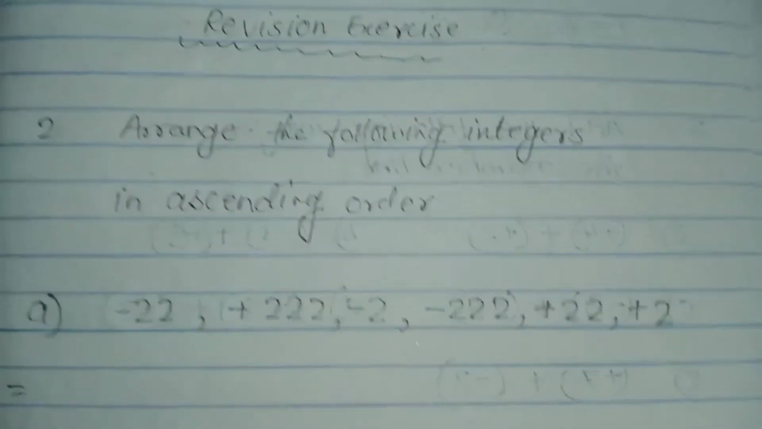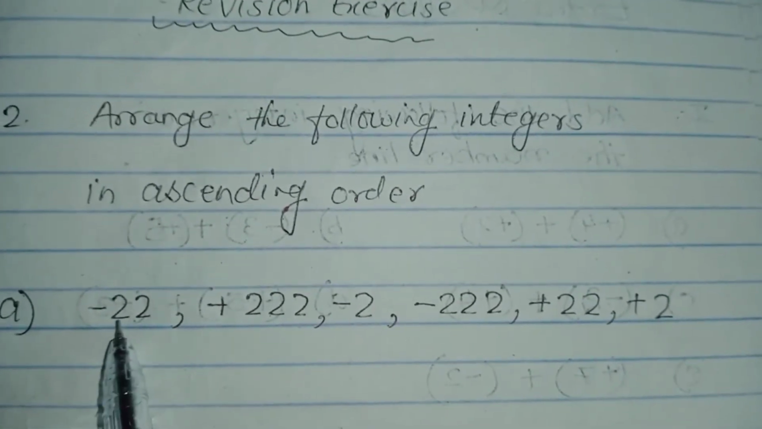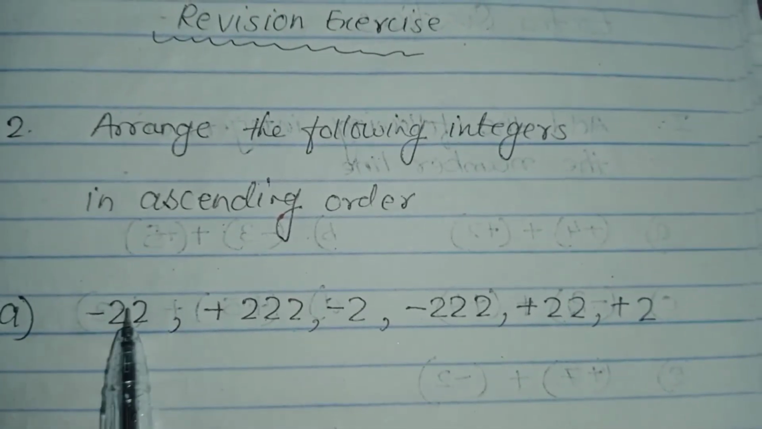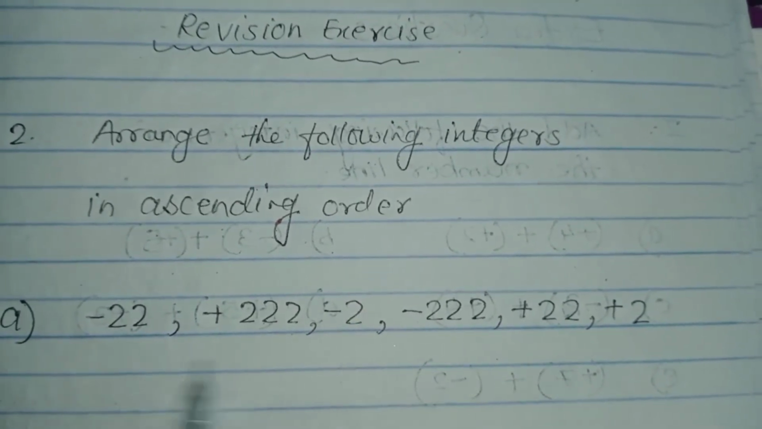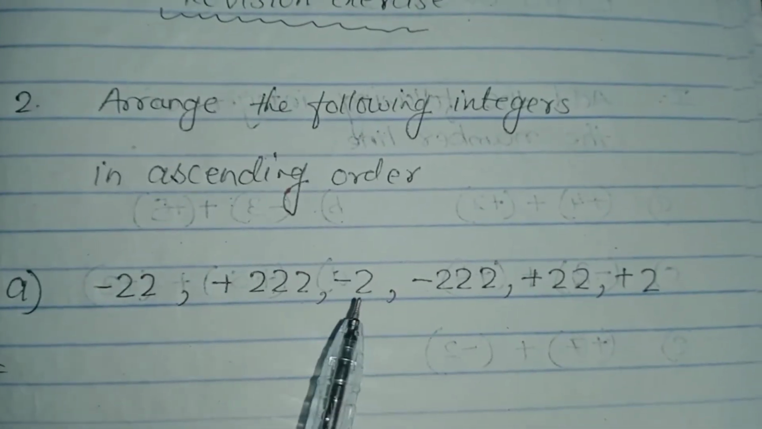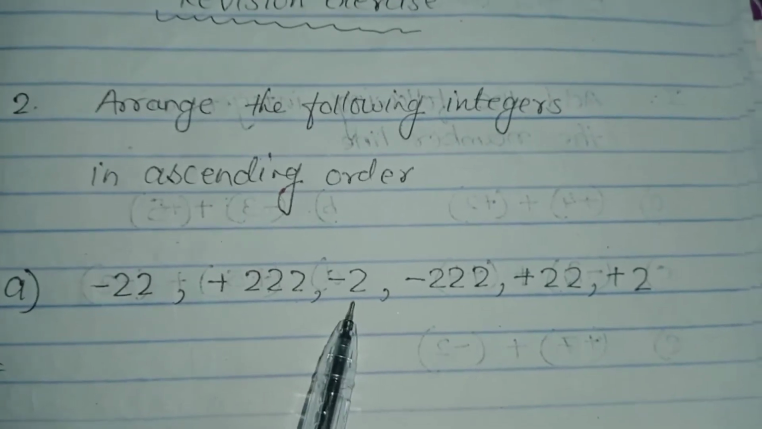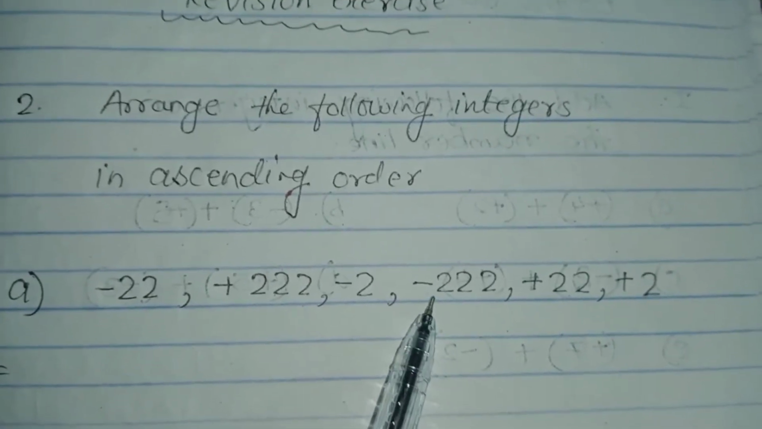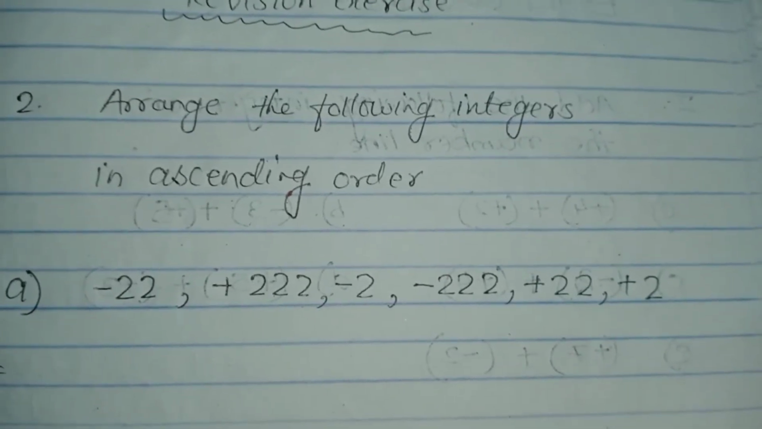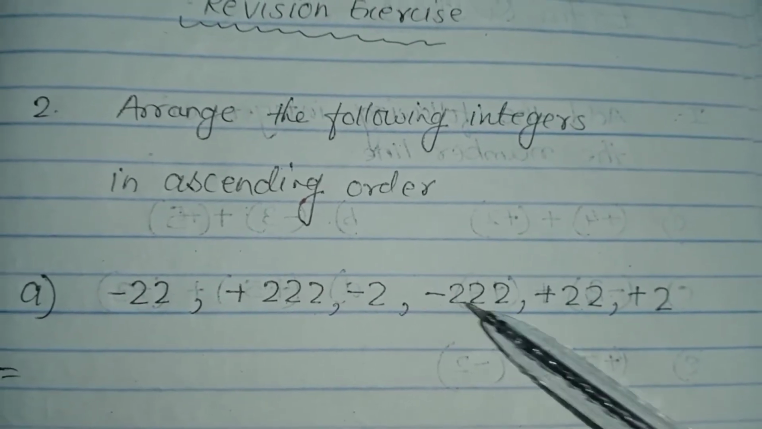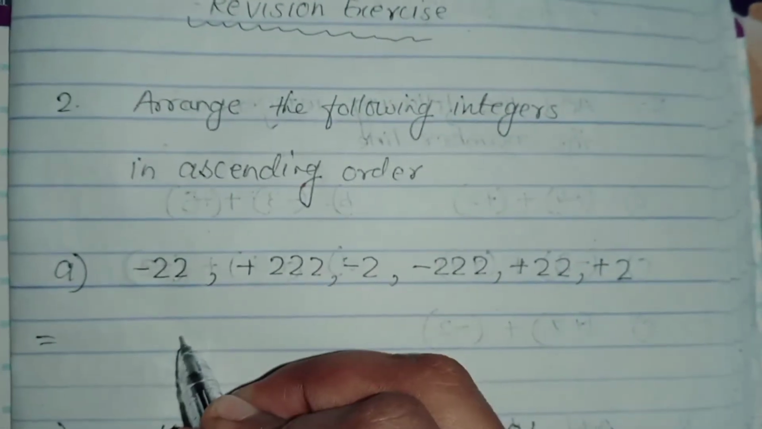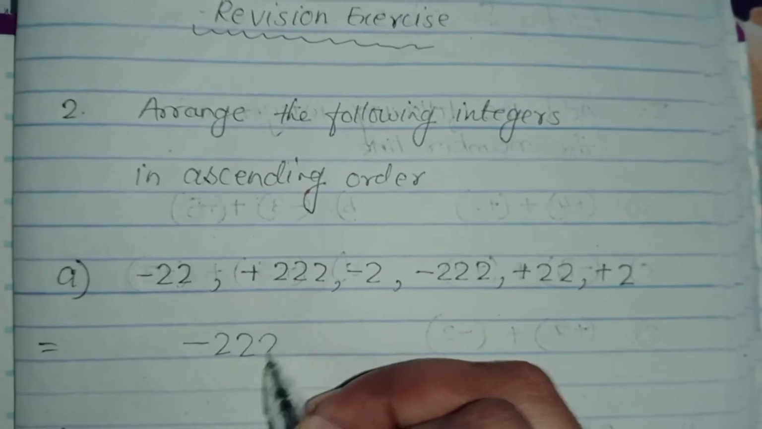So now let's see, this is minus 22, minus 2, minus 222. Out of these three negative integers, which one is the smallest? Don't think that minus 2 is the smallest one. The smallest one is minus 222. As we move from left to right, the value increases. So this one, minus 222, is the smallest one. So we'll write here minus 222.